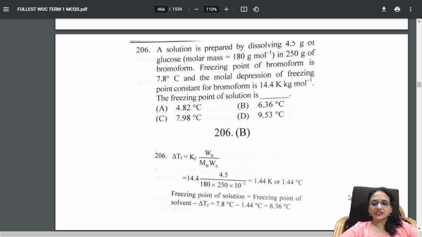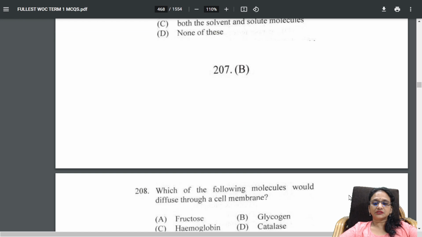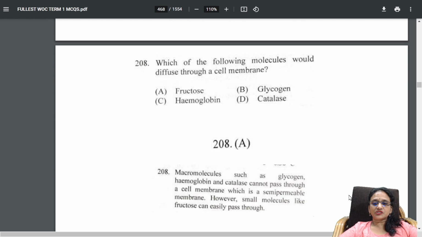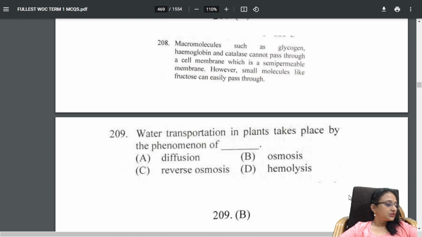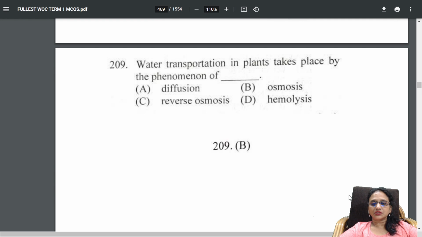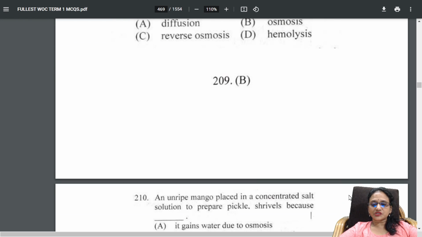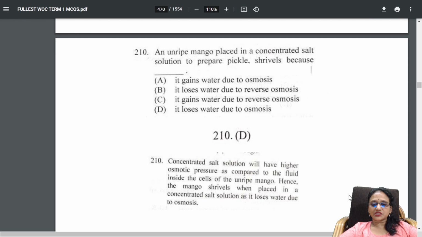Next question is a direct substitution of values. So this is about your osmotic pressure. So these are the questions about your isotonic solutions, hypertonic solutions, hypotonic solutions, which will flow, which will not flow, based on the semipermeable membrane and size of the particle. Phenomena of osmosis. Reverse osmosis also is there.